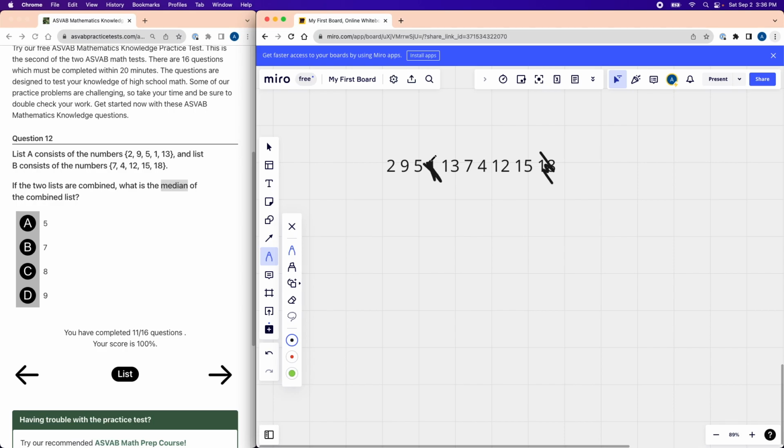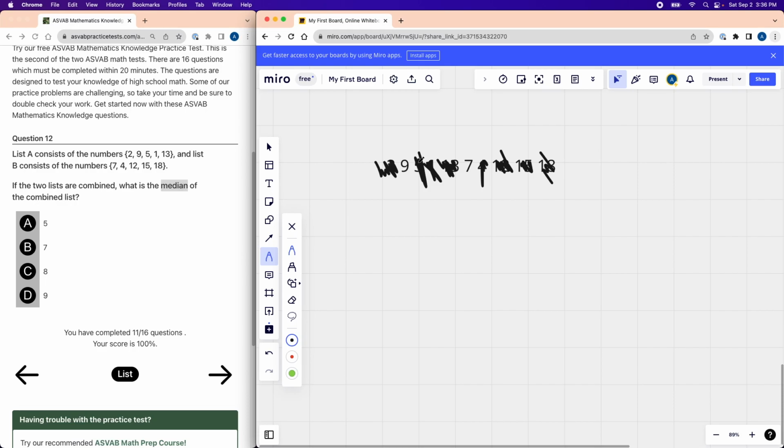We still have a whole bunch of numbers, so let's do it again. What's the next biggest number? That's 15. Cross that one out. The next smallest number is 2. Cross that one out. We still have a whole bunch of numbers, so let's do it again. The next biggest number is 13. Cross that out. The next smallest number is 4. Cross that one out. The next biggest number is 12. Cross that one out. The next smallest number is 5. Cross that one out. The next biggest number is 9. The next smallest number is 7.